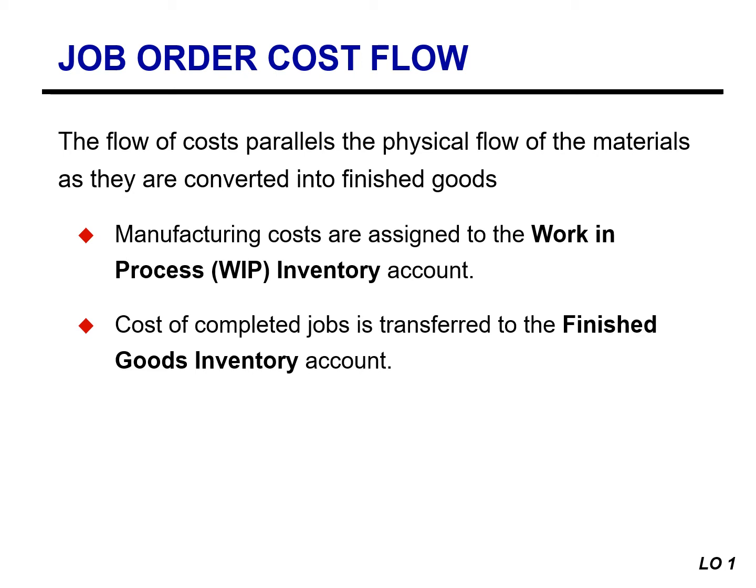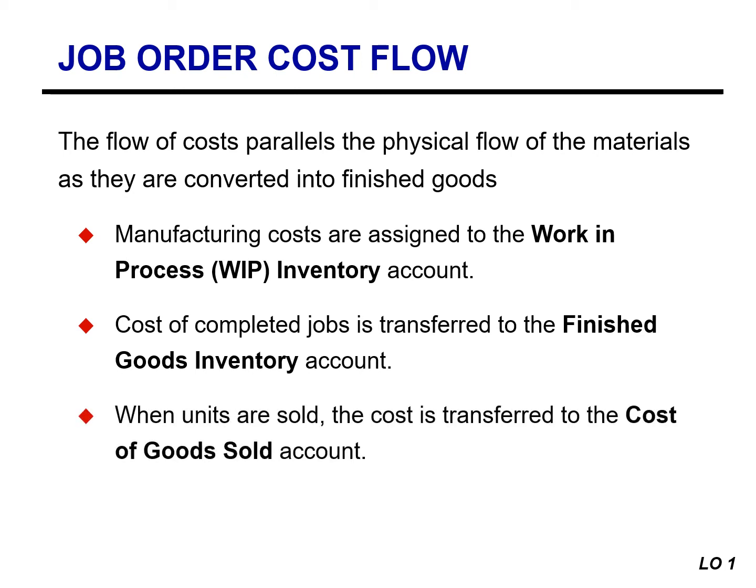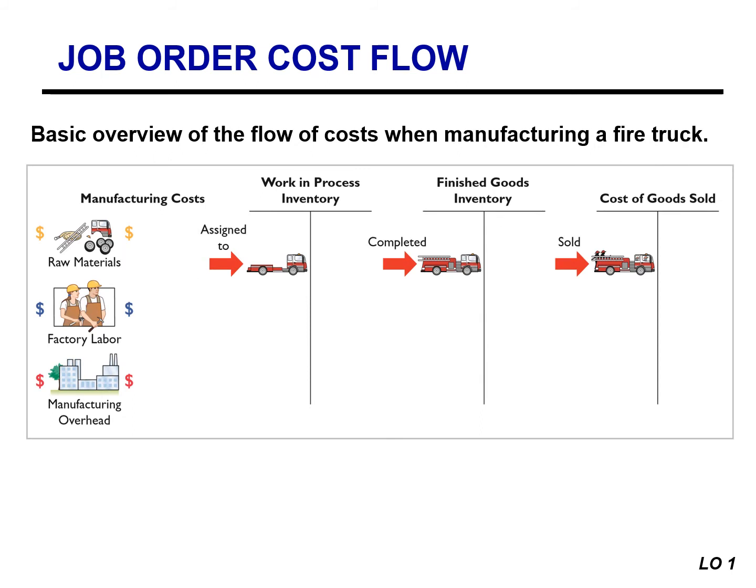When a job is completed, the company transfers the cost of the job from the work in process inventory account to the finished goods inventory account. When the goods are sold, the company transfers their cost to the cost of goods sold. Let's illustrate the flow of cost using the production of a fire truck.